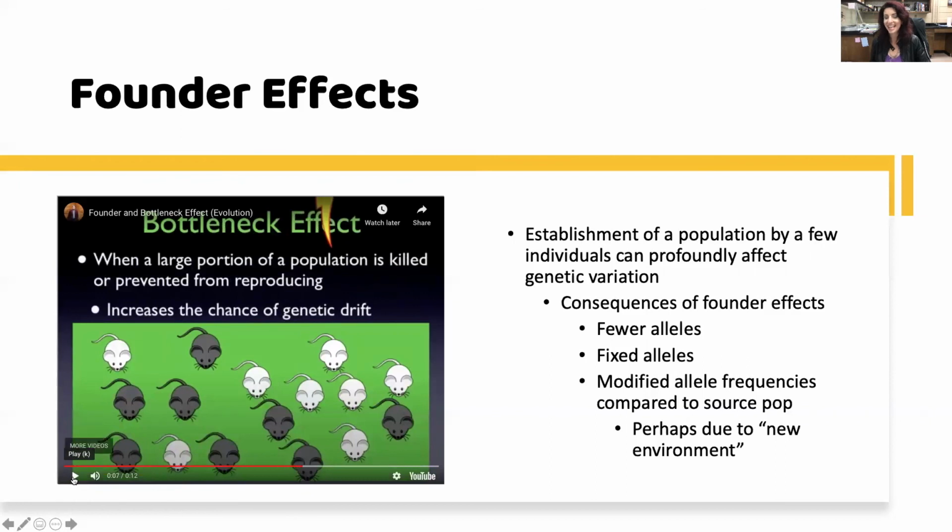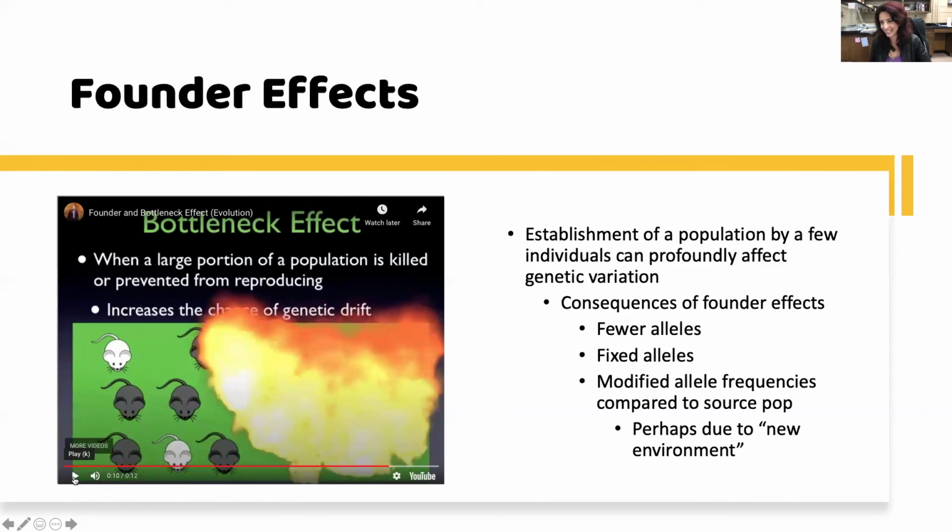And now with the bottleneck effect, we have this random natural disaster, which is this lightning bolt coming and eradicating half of the population. Poor mice. But again, the surviving population is largely dominated by the black phenotype. So subsequent generations, therefore, are not going to have white represented nearly as much as the black phenotype.